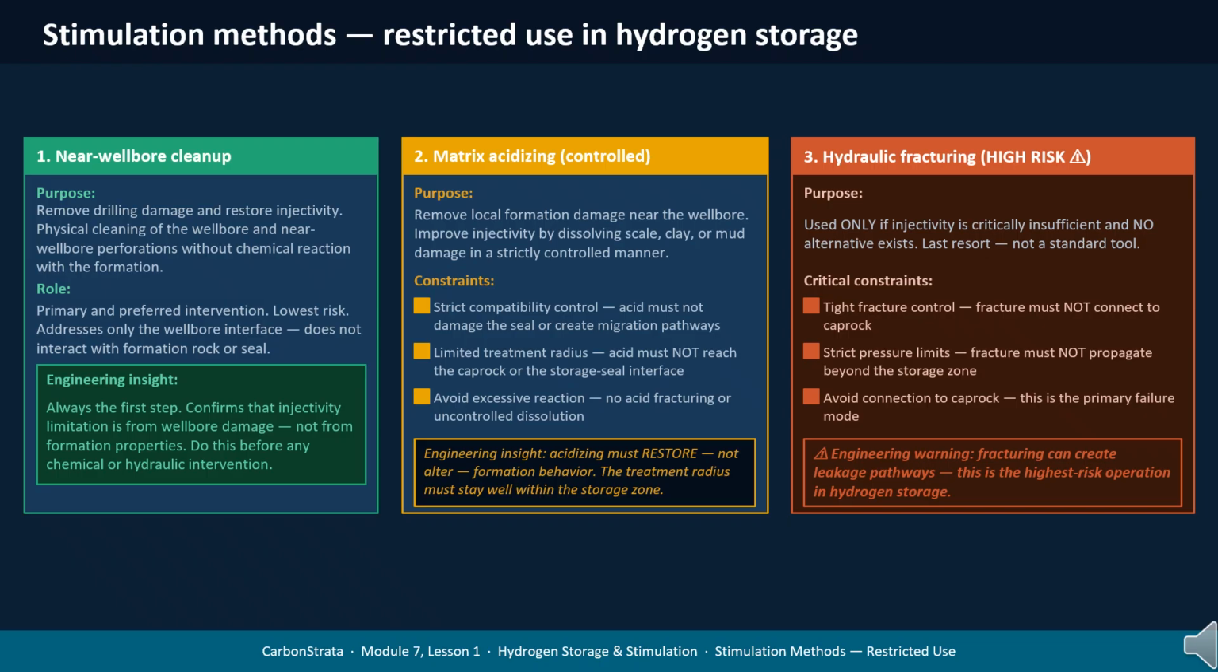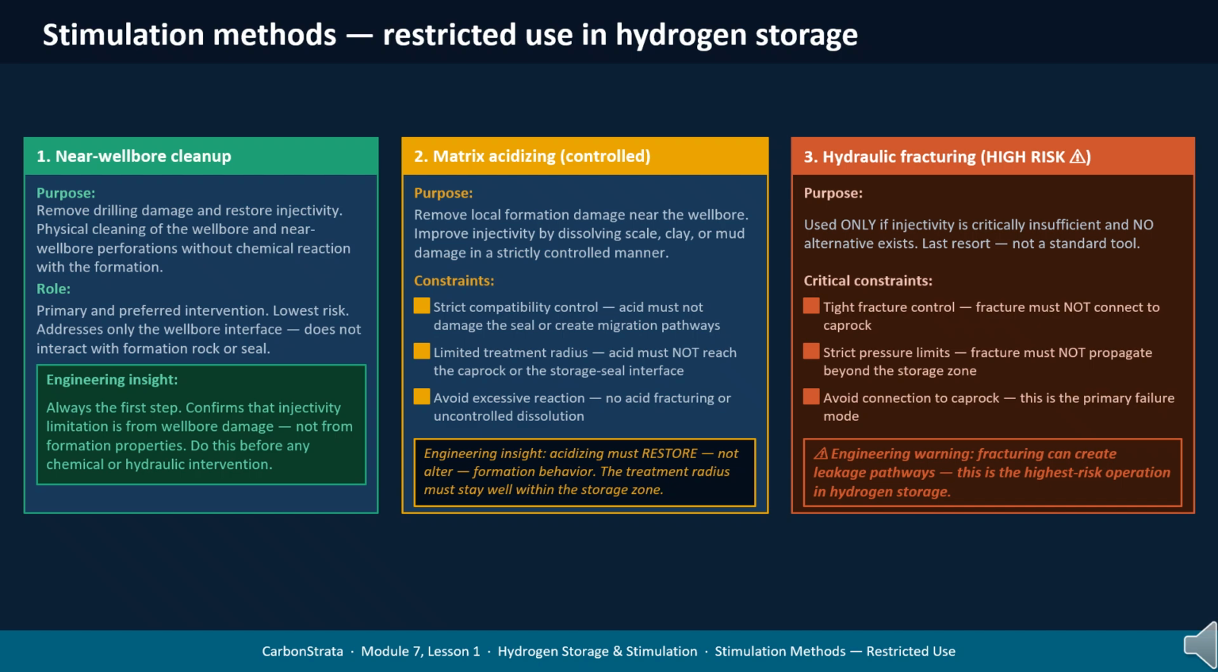Third, hydraulic fracturing. This is not a routine tool in hydrogen storage. It is a last resort. Fracturing creates new pathways. If a fracture reaches the caprock, containment can be lost, and that loss is irreversible. The rule here is strict. Do not fracture unless containment is certain. If there is any uncertainty, do not proceed.